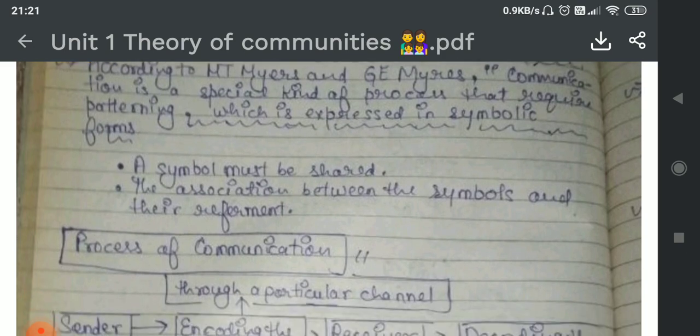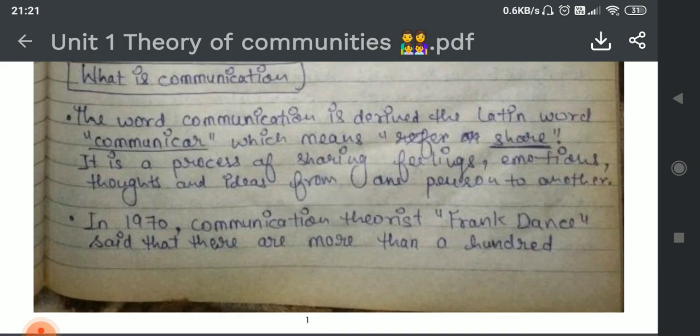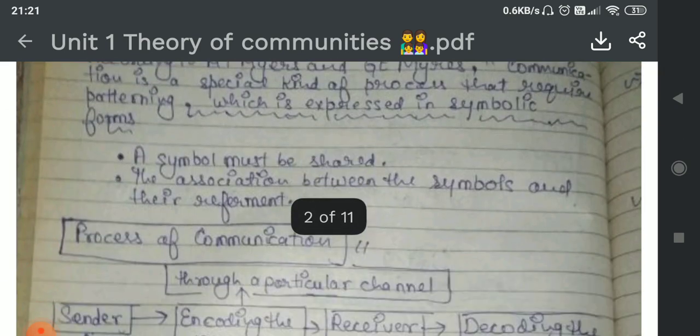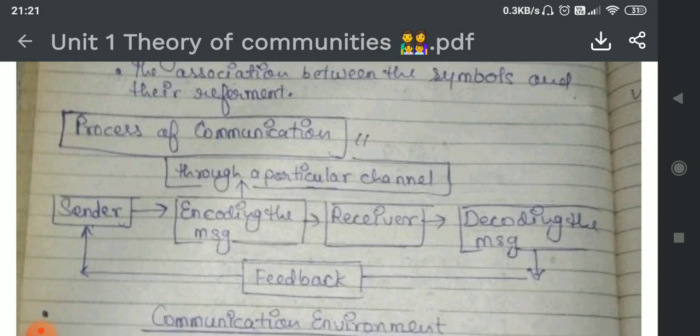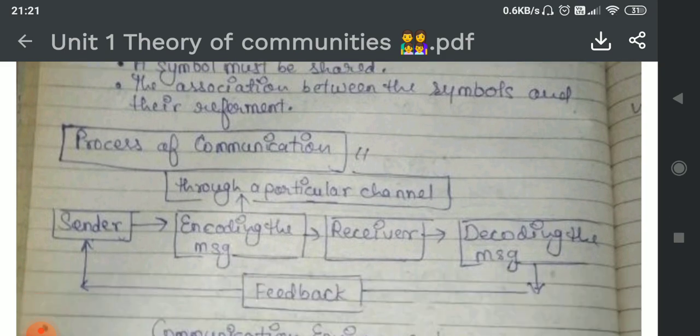If a question comes, what is communication, you can write the whole thing from here till here. As you know, you need to write around 4 to 5 pages for one question if it is for 15 marks. So in a long question you need to write around 4 to 5 pages.